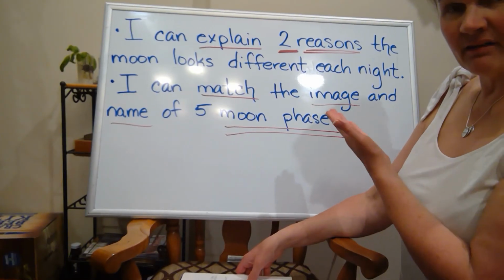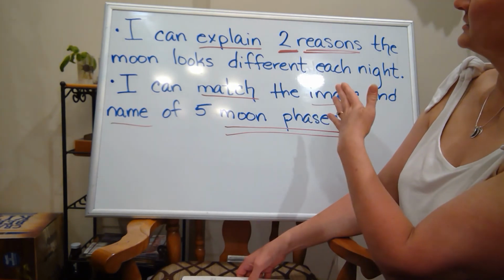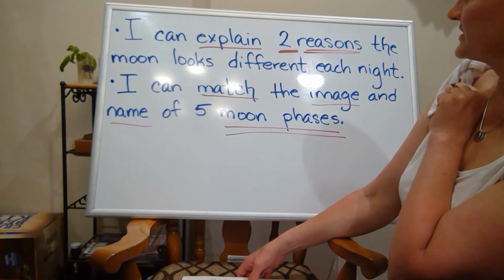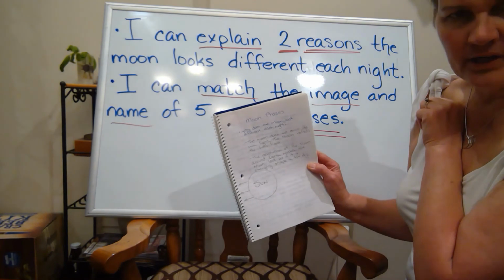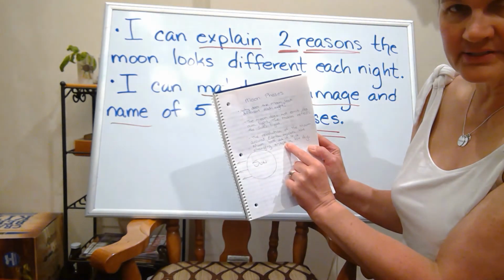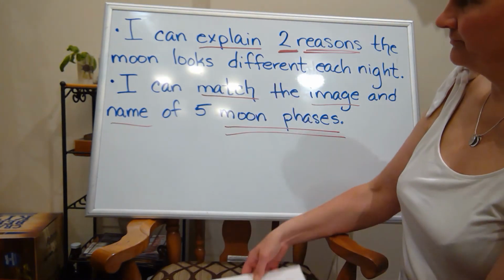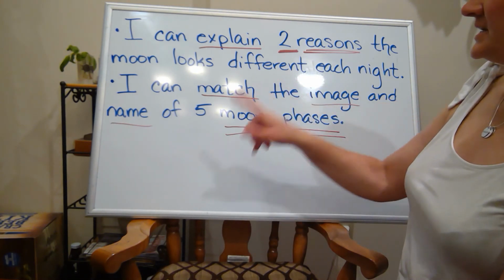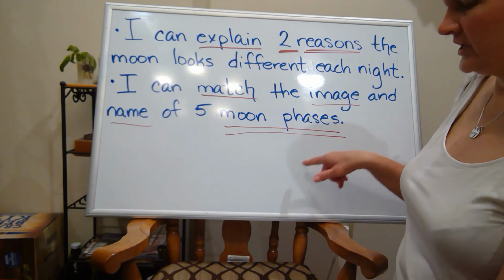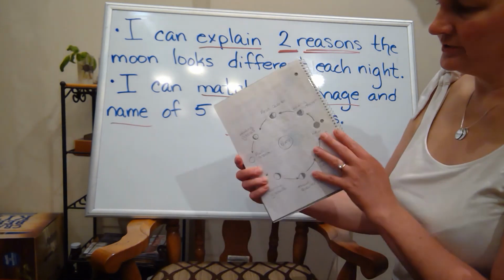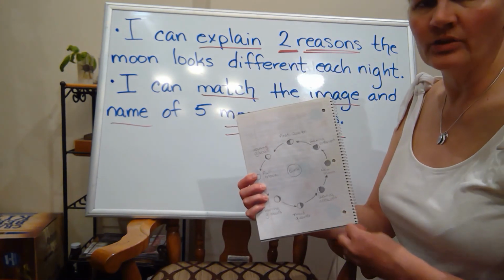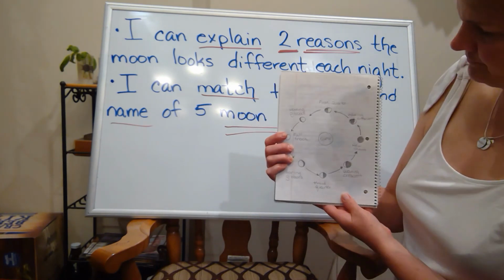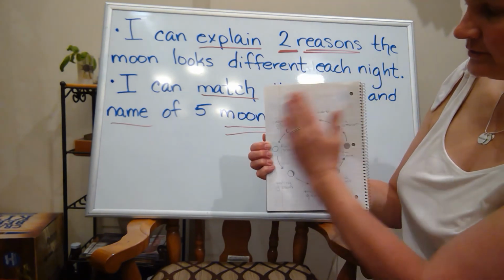Let's look back at the I can statements. Did we cover it all? So I think you can do this now. You can explain 2 reasons the moon looks different each night. We had gone over 2 reasons in our notes. I can match the image and name of 5 moon phases. So when we talk about all these changes and what they look like, we call those phases of the moon. Okay, so we went over 8.